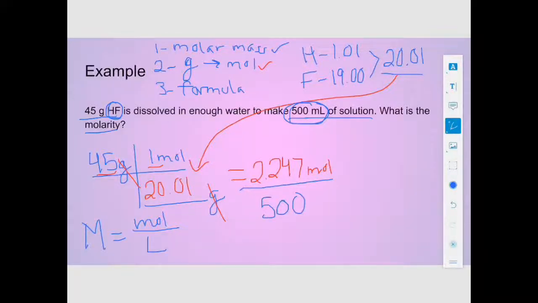Now, you might have noticed something already. Our volume of solution has to be in liters, not in milliliters. So if you remember correctly, we're just going to go 1, 2, 3. 500 milliliters is 0.5 liters. And so then we just take 2.247 moles divided by half of a liter, 0.5 liters, and we will get a total molarity of 4.49 molar, or roughly 4.5 molar. That's how you do this.